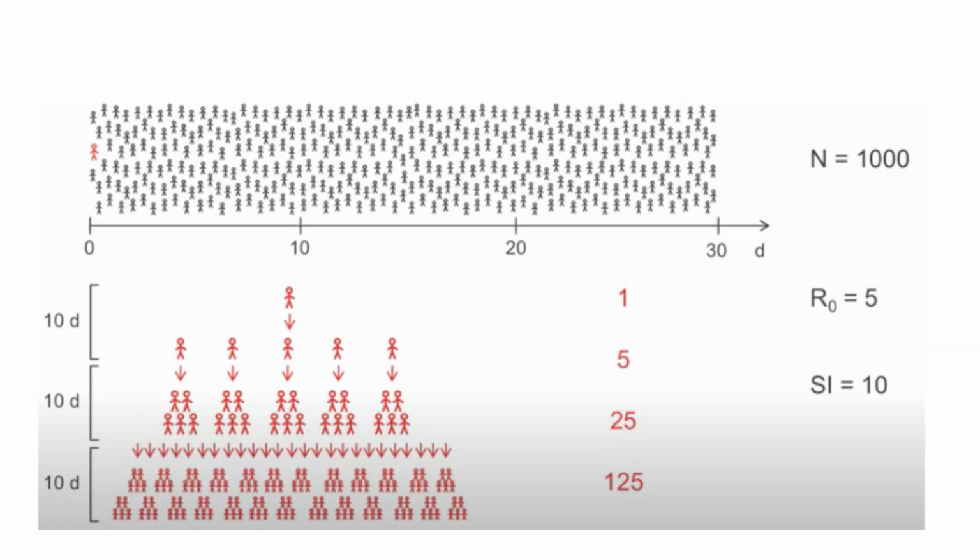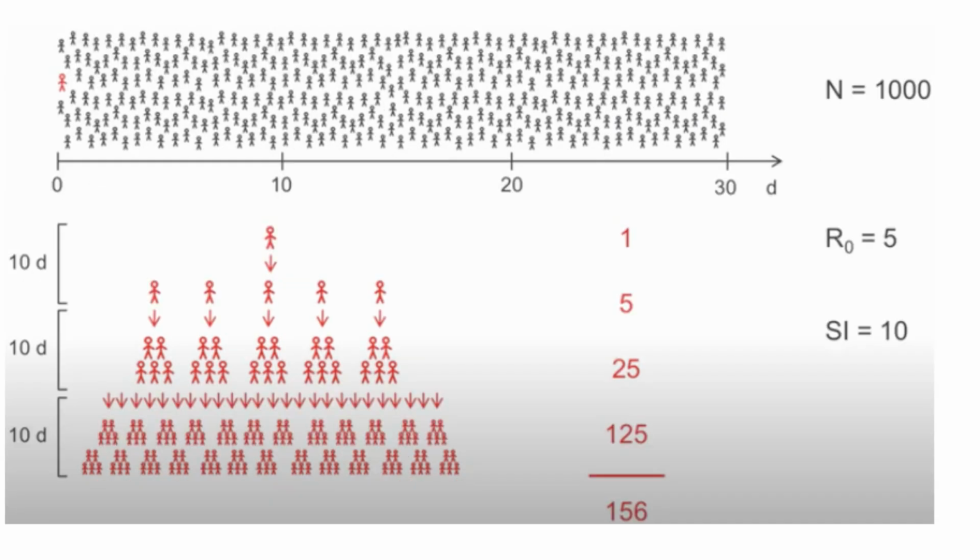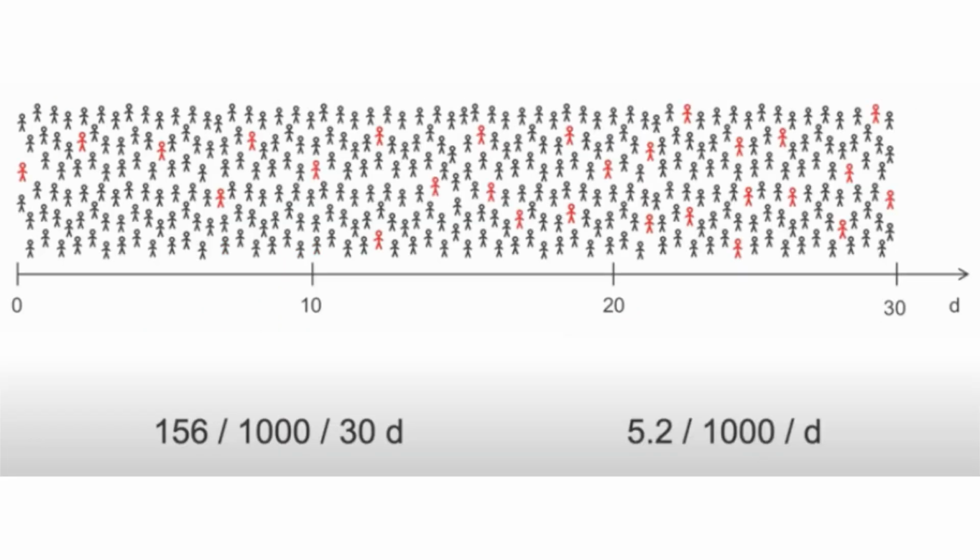We first look at the case where the serial interval is 10 days. There are 6 infections in total after 10 days and 31 infections after 20 days. The last 25 new infectious people will infect 125 persons, which makes 156 infections the first month. The sequence of active cases becomes 1, 5, 25, 125. A total of 156 after a month. We divide the 156 infections by 30 days in a population of size 1,000.